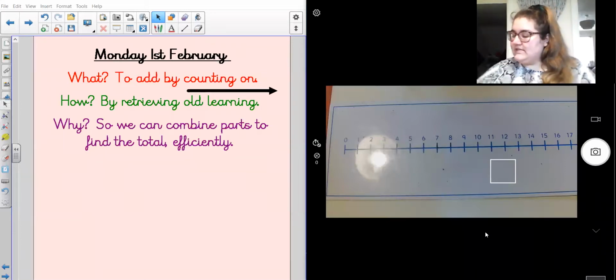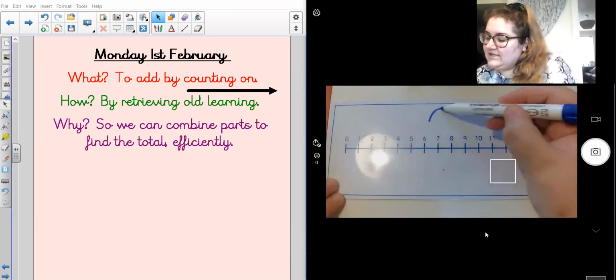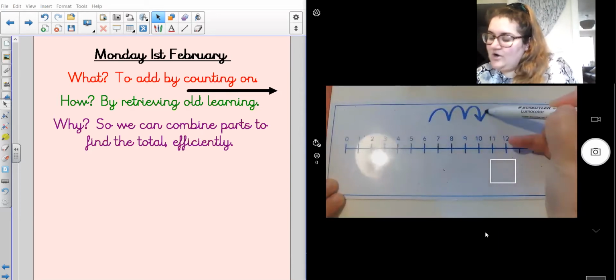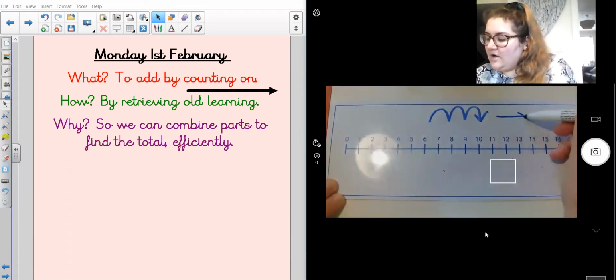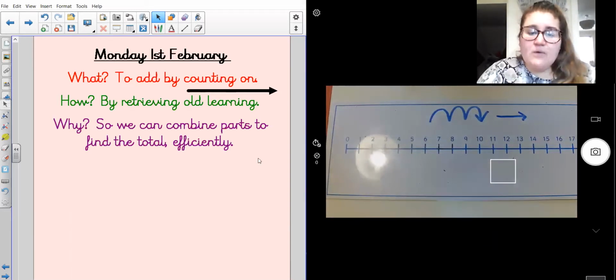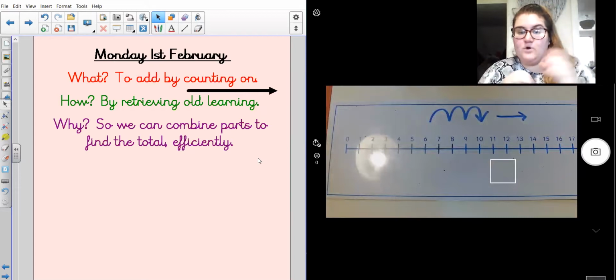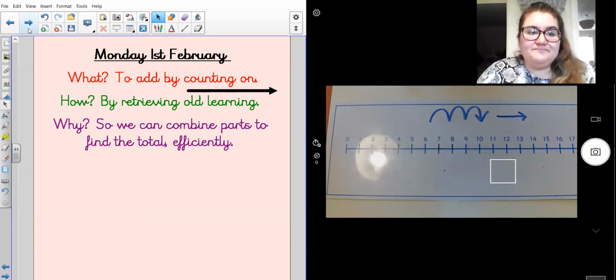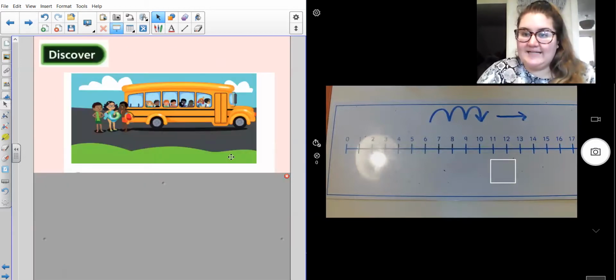So if we're counting on, we are going to count this way up our number line, okay? We are going to count on. We are not going to be counting back. We are counting on. So we are going to be retrieving some old learning, okay? Because we have done this before. And why are we doing it? So that we can combine, that means put together parts to find the total, to find the whole efficiently. So let's have a look at our Discover.